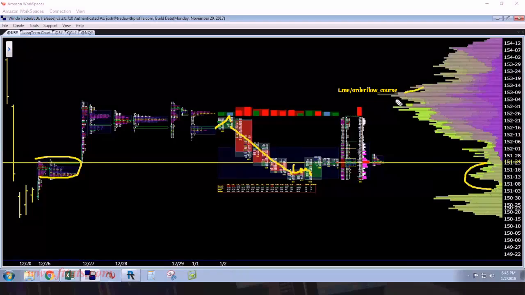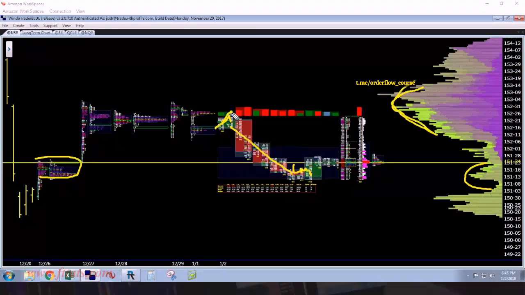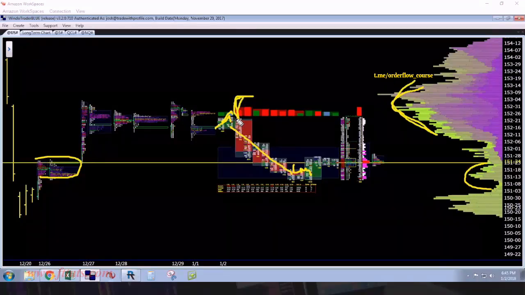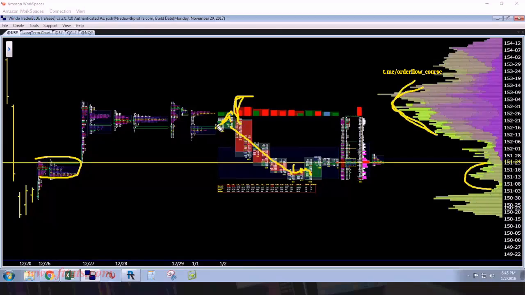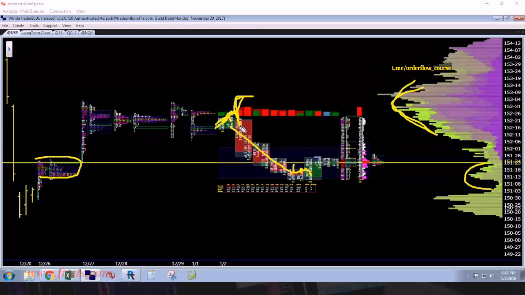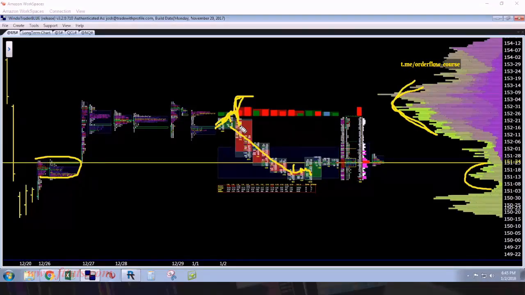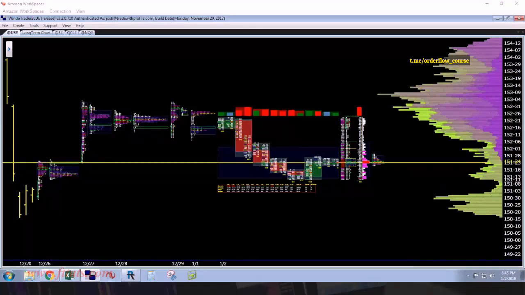Why? Because there was a big high volume node up here. There were so many participants who agreed on the value of this price, we just couldn't get through it. But we lumbered around this before we could move lower. Whenever we come into these nodes, price often slows because price has been accepted there before. Now, these can occur on multiple time frames.